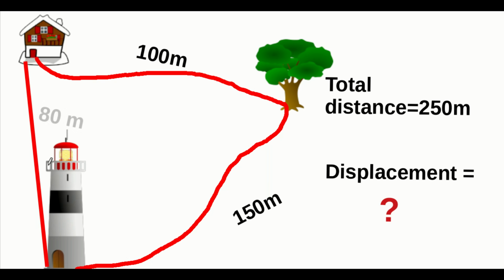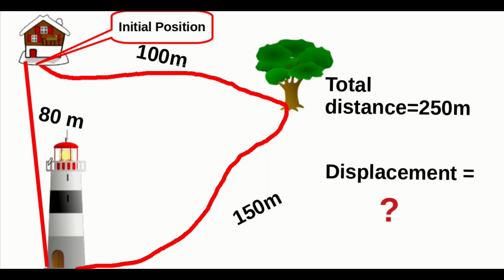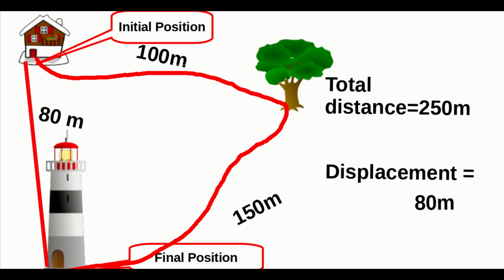Then here it is, the straight line distance between house and lighthouse is 80 meter. So displacement is this initial position and this is final position. So displacement is 80 meter.